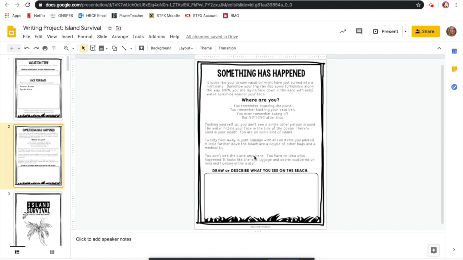You don't see the plane anywhere. You have no idea what happened. It looks like there is luggage and debris scattered on land and floating in the water. Draw and describe what you see on the beach.